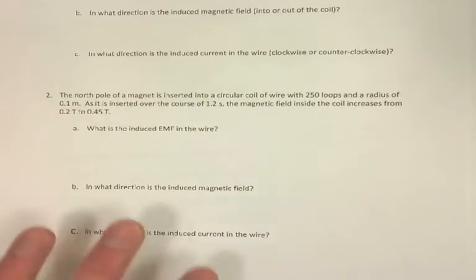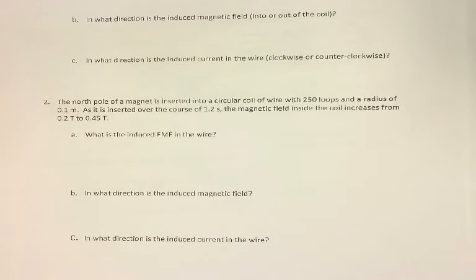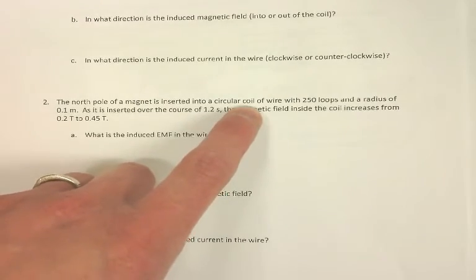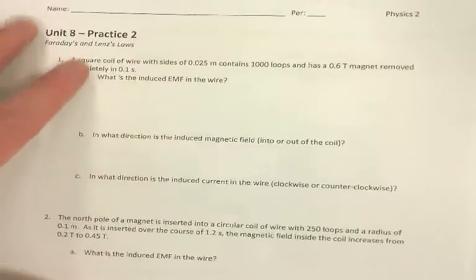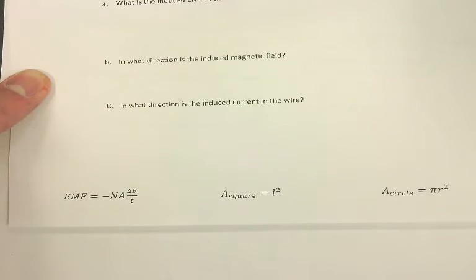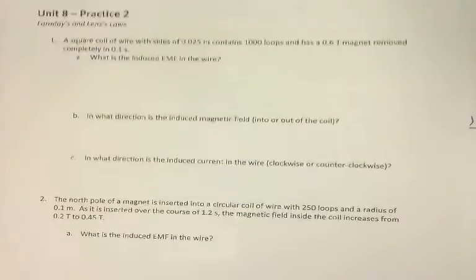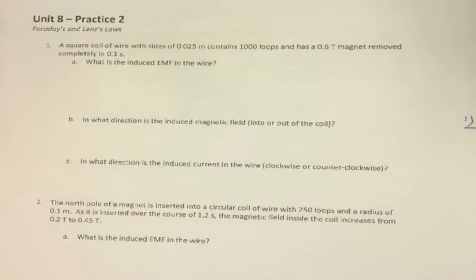Number 2 is a north pole magnet is inserted. 250 loops, has a radius of 0.1 meters. Again, circular coil here. I mentioned it, I said it incorrectly, this is a square one. And if you look at the bottom, here are your equations if you don't have them memorized. There's the EMF equation, the area of a square and the area of a circle. What I want you to do is work on practice 2. I'll put a submission online so that if you finish in class, you can go ahead and submit it.